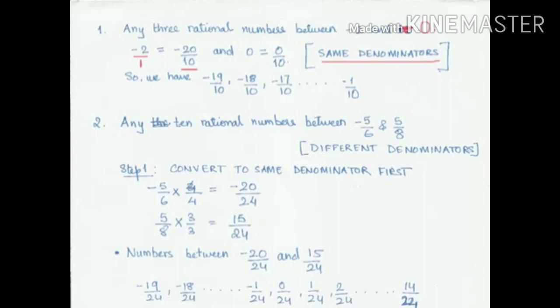Of course, they were having denominator 1, but we just changed the denominator so that we can have some more divisions. Now it's very straightforward. You can work from minus 20 by 10. So what do you have?